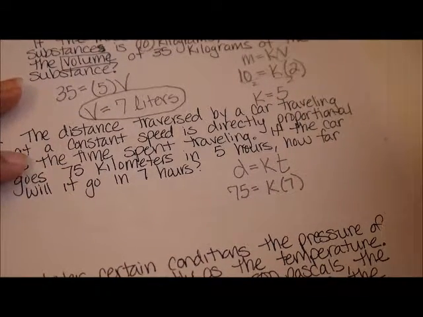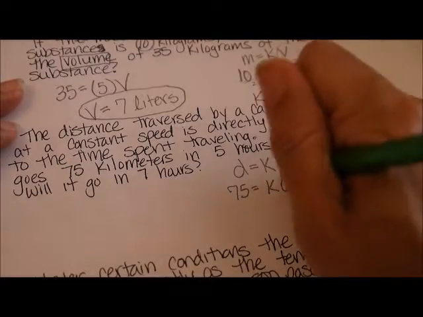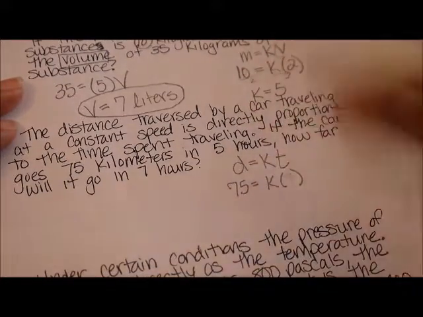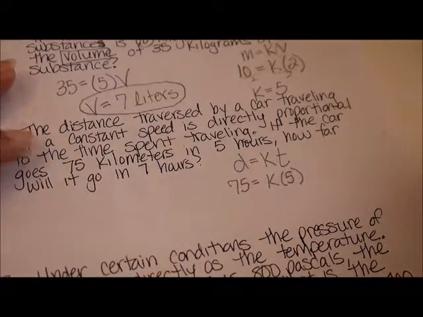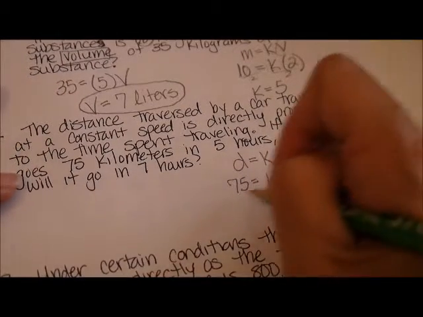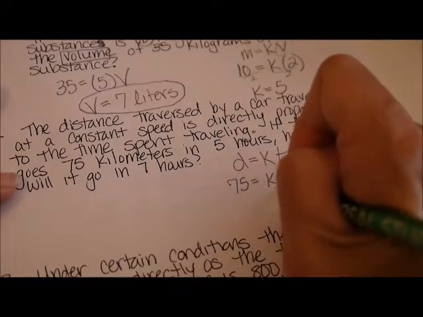Now it says if the car goes 75 kilometers in 7 hours, how far will it go? Oh, I'm sorry. I'm having trouble reading today. It went 75 kilometers in 5 hours. How far will it go in 7 hours? So first we got to figure out our K. We divide.